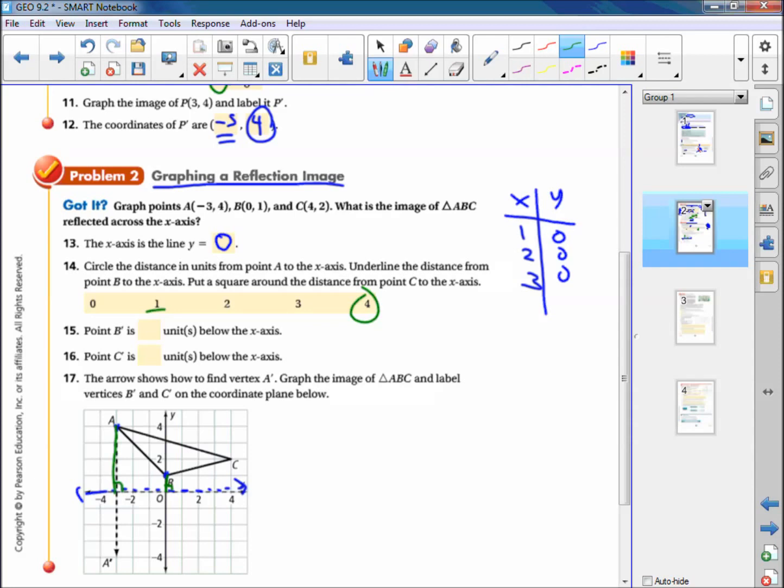And then it says put a square around the distance from point C to the x-axis. Remember, the x-axis is our line of reflection. So C is 2 away on the perpendicular. So we put a square around that. All right, so that means we didn't use 3 or 0. So point B prime is going to be 1 unit below the x-axis. And point C prime is going to be 2 units below the x-axis.